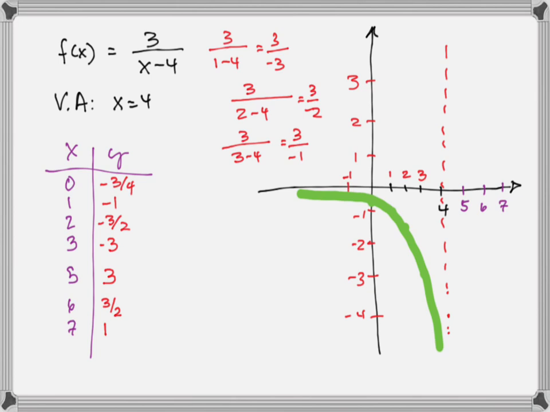Here you go. Now we're going to do the other side. 5, 3, 6, 1.5, and 7, 1. So this is kind of our mirror image and looks like so. There you go.